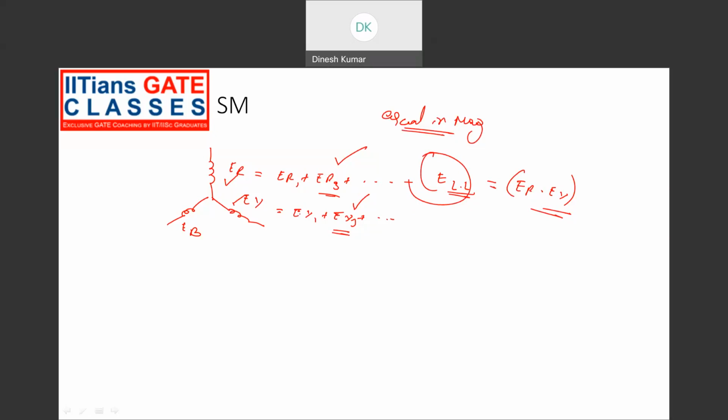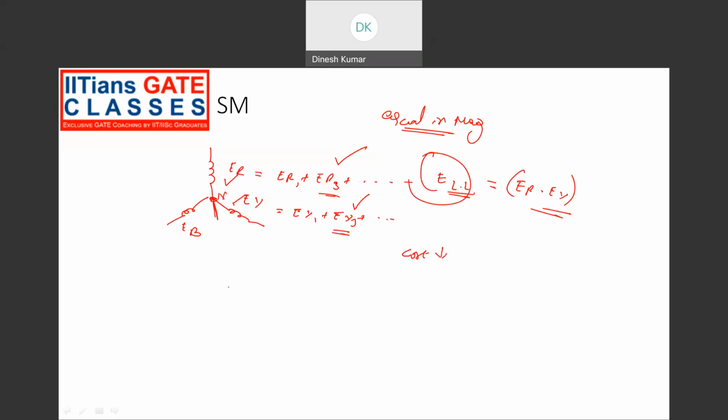So harmonics are present in the phase voltages, not in the line voltages, in the star connection. Here also the insulation cost is less compared to delta connection. And there is a possibility of a neutral. This is the neutral point, which is available.